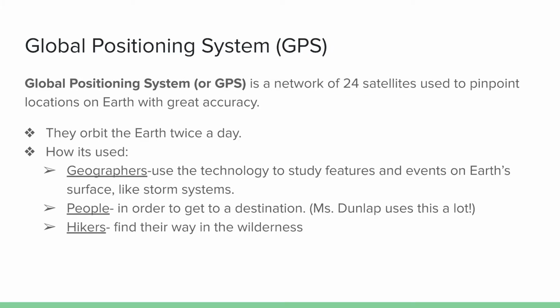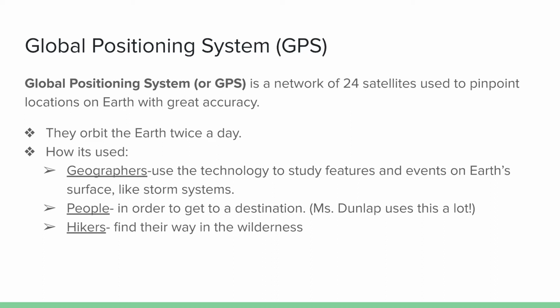Global Positioning System, also known as GPS. It is a network of 24 satellites used to pinpoint locations on Earth with great accuracy. These satellites orbit the Earth twice a day just to make sure that we get the most accurate information when we are utilizing it to get where we need to go.